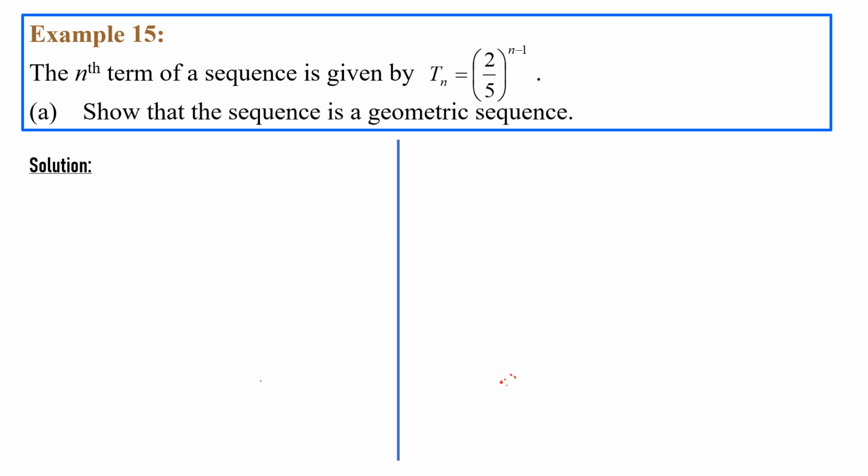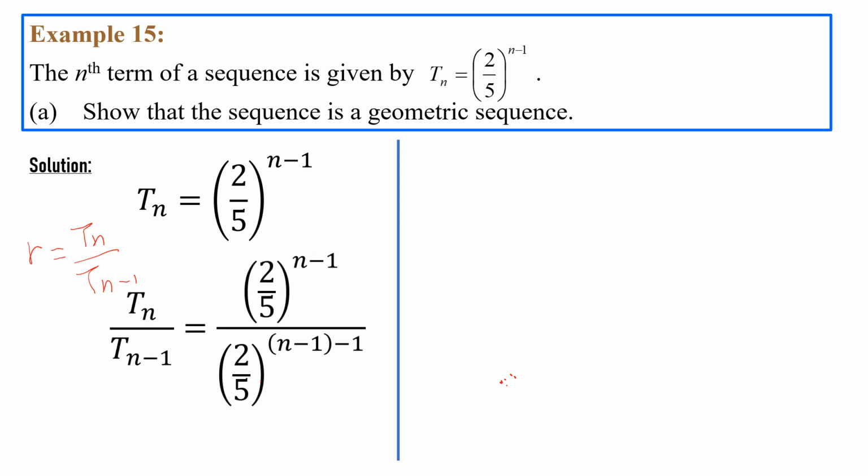Example 15. The nth term of a sequence is given by Tn equal to 2/5 to the power of n minus 1. Show that the sequence is a geometric sequence. This is what we have here. And now, to show that it is a geometric sequence, we need to find the value of R by using this formula and show that the answer that we get is a constant. So substitute. The problem is how to get Tn minus 1. By comparison, you can see that we just replace n with n minus 1.